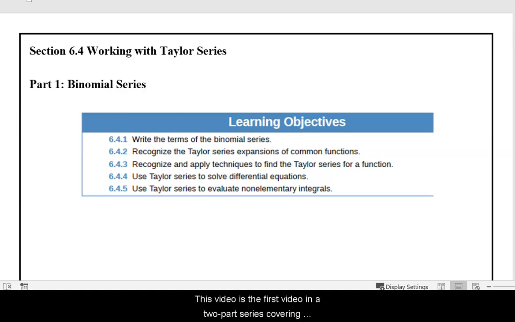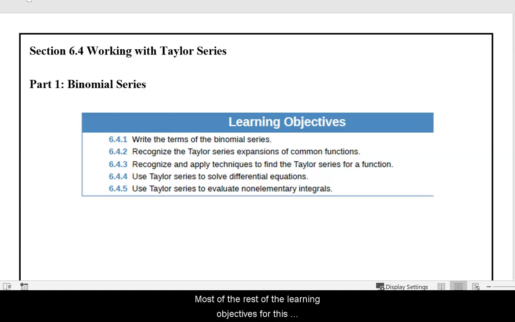This video is the first video in a two-part series covering section 6.4, Working with Taylor Series, out of the OpenStax Calculus book, Volume 2. In this first video, we're going to discuss what binomial series are and how to use them as an example of a power series. In order to do this, we first need to understand what a binomial series is.